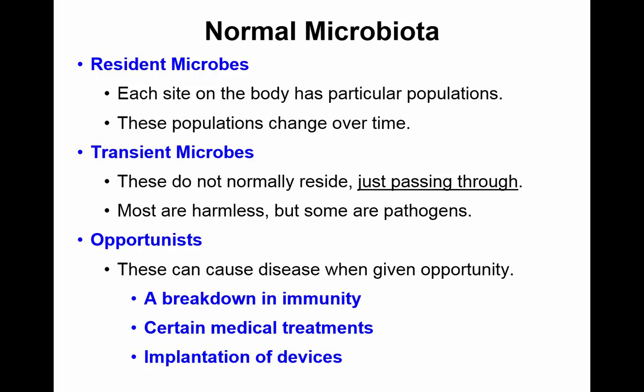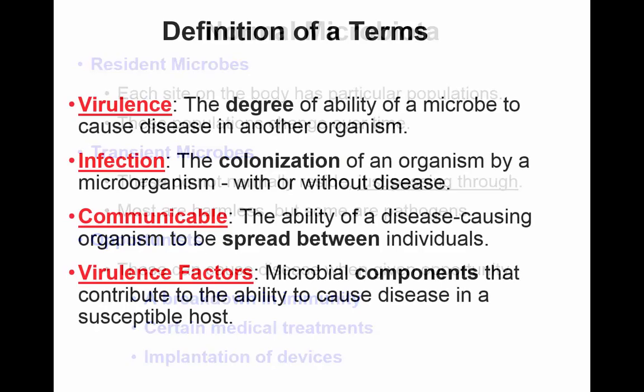If the immunity is compromised, if you've had a medical treatment like chemotherapy that compromises your immunity, or if devices have been implanted that weren't completely sterile, then these opportunistic microbiota will come in and cause secondary infections.